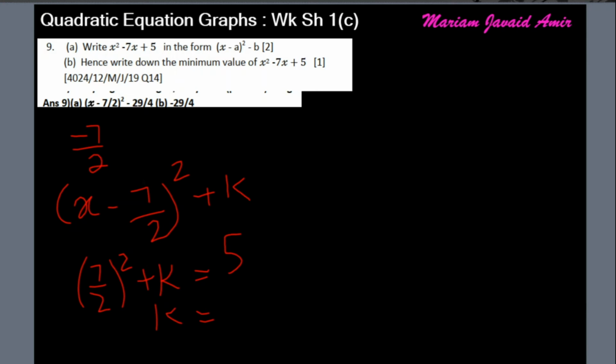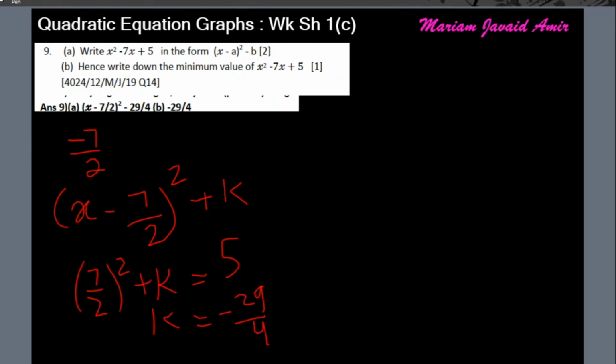In my calculator I am writing 5 minus bracket 7 by 2 whole square, equals, I am getting minus 29 over 4. So the completing square form is x minus 7 over 2 whole square minus 29 over 4.